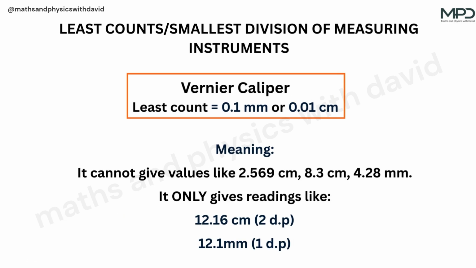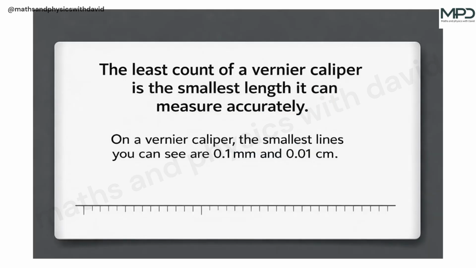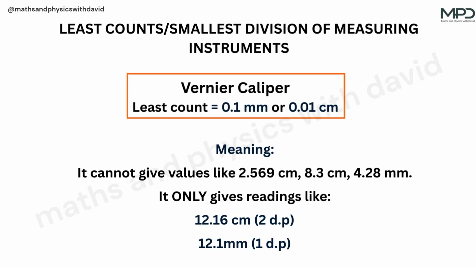For vernier caliper, the least count of a vernier caliper is the smallest length it can measure accurately. It means the smallest lines you can see on a vernier caliper are 0.1 millimeters and 0.01 centimeters. For this reason, a vernier caliper can only give reading up to 1 decimal place in millimeter and 2 decimal places in centimeter.